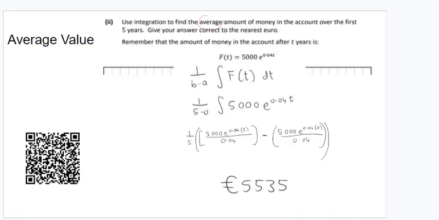Right, this one is average value. This is very consistent. It's integration really, but we have to remember we do the 1 over b minus a, and the way you see it in the papers, it'll always say average in the question. Here, use integration to find the average amount of money in the account over the first 5 years. Give your answer correct to the nearest euro. We have to watch out really for that word average, and that's a big key as to when to use this process.